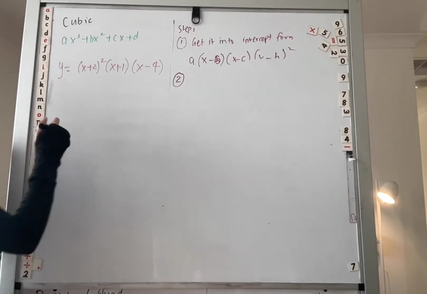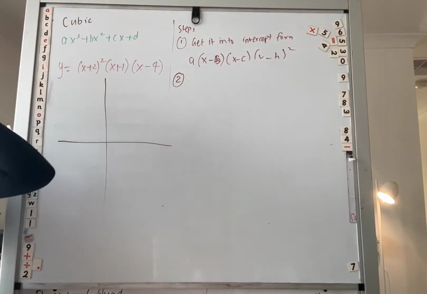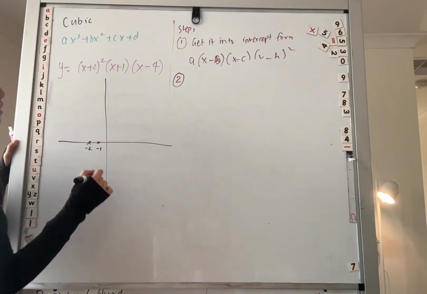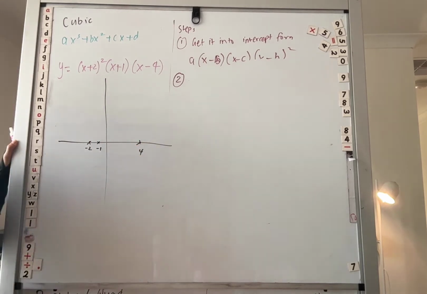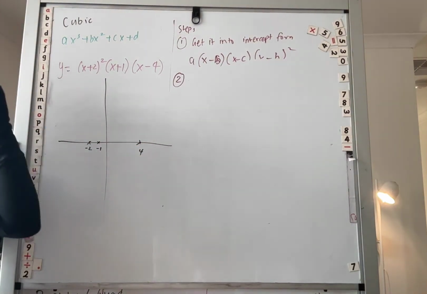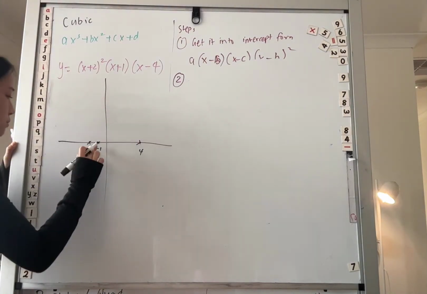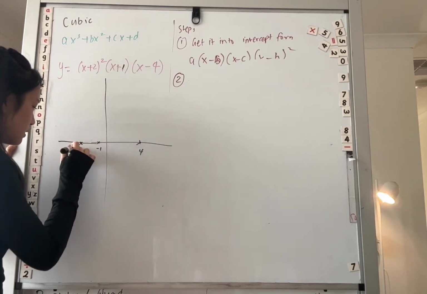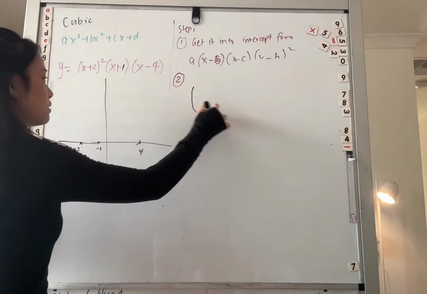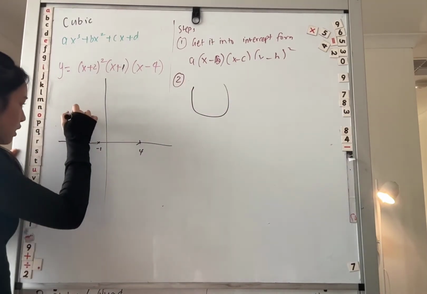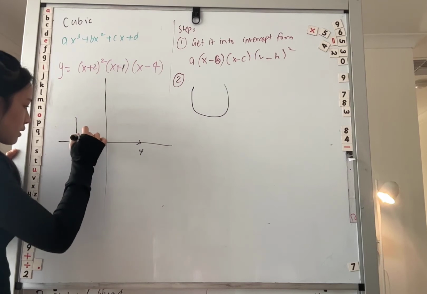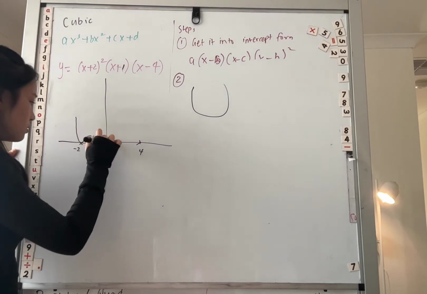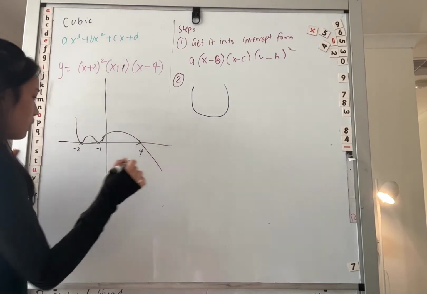Okay, so let's do this one quickly. I'm just going to sketch it. I'm not going to do the x-intercepts or y-intercepts or anything. So I know at -2 there's a turning point, -1 there's a turning point, and 4 there's a cut. And now I think, okay, this is a positive quartic, so that means I start from here. Let me just make it a bit bigger so you guys can see. It's a quartic, so it looks something like this, right? And it's positive. So I'm going to do a turning point here, and then turning point here, and then cut.